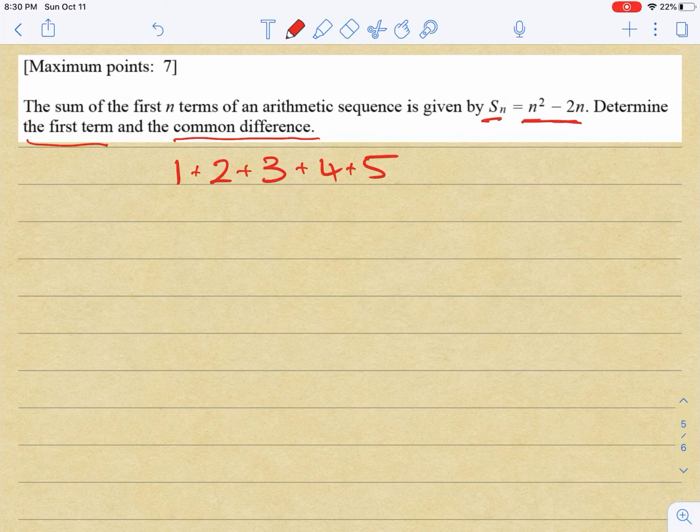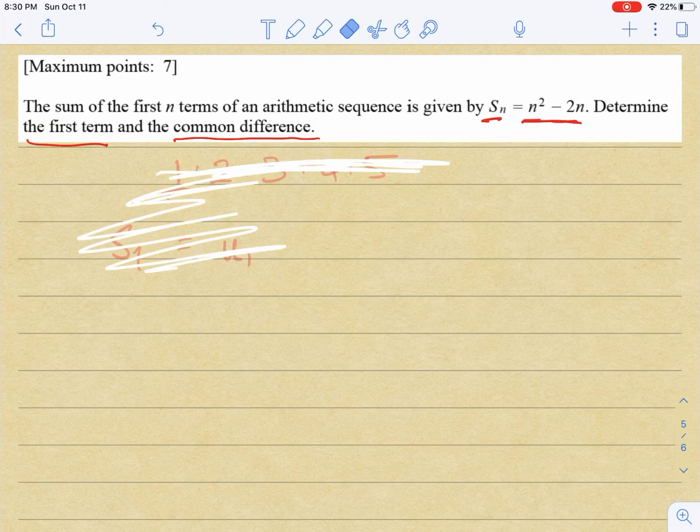But if I was to do the sum of the first 1 term, well, that just is the first term. So if I want to know the first term, the sum of the first 1 terms is the same as the first term, because we're adding just that term to itself. There's nothing else added.